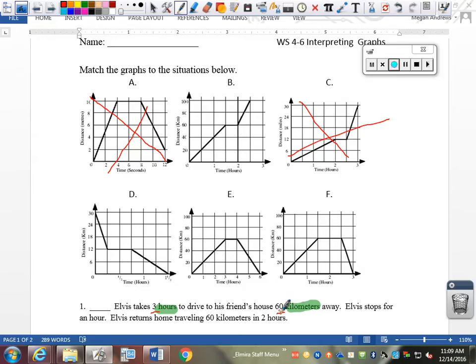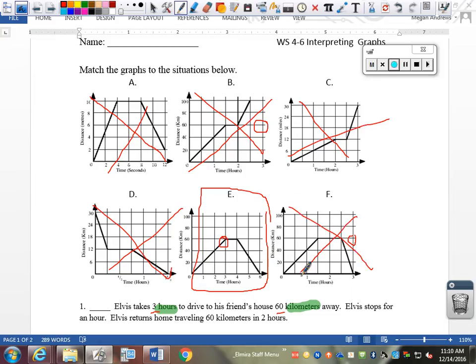All right, so let's look at the graphs and see if we have a point at 3 and 60. So 3 hours. In graph B, there's nothing going on at 3, 60, so it's not graph B. Graph D, 3 hours is not even on graph D, so that's not it. Graph E, 3 and 60, winner, winner, chicken dinner. We have the graph that matches right here. Okay, and just to look at F for a second, 3 hours and 60. Again, nothing going on there, so it's not F. Okay, so number 1 is E.